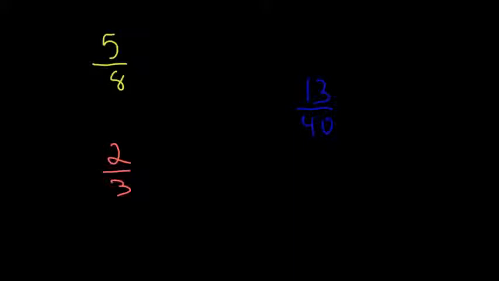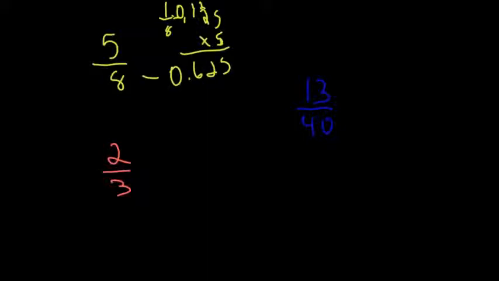The first couple there, I got 5/8 and 2/3. Those had benchmark fractions of 1/8. 1/8 equaled 125 thousandths. So if I just take that 125 thousandths and multiply it by 5, I'll get what 5/8 equals. So 5 times 5 is 25, carry the 2. 5 times 2 is 10, plus 2 is 12, carry the 1. 5 times 1 is 5, plus 1 is 6. So that would be 625 thousandths.